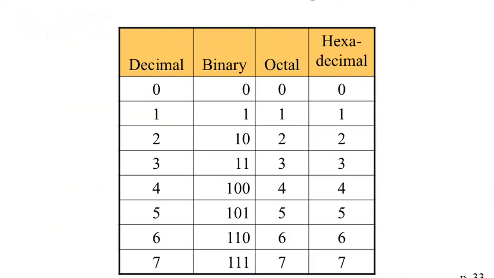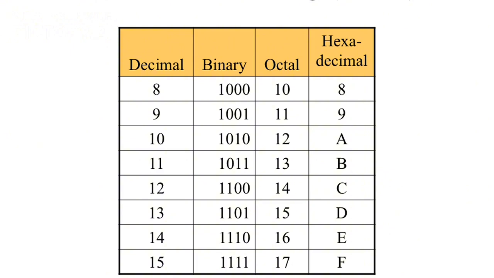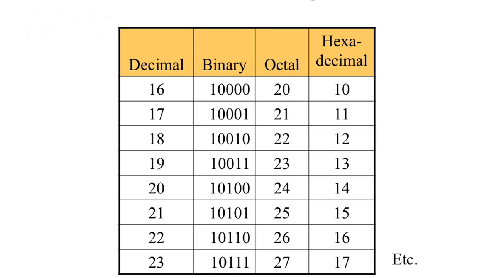Here, we see how quantities are represented in decimal, binary, octal, and hexadecimal systems from 0 to 7. Continuing, we observe the representation of numbers 8 to 15 across these four number systems. Finally, let's look at how numbers 16 to 23 are depicted in decimal, binary, octal, and hexadecimal systems.